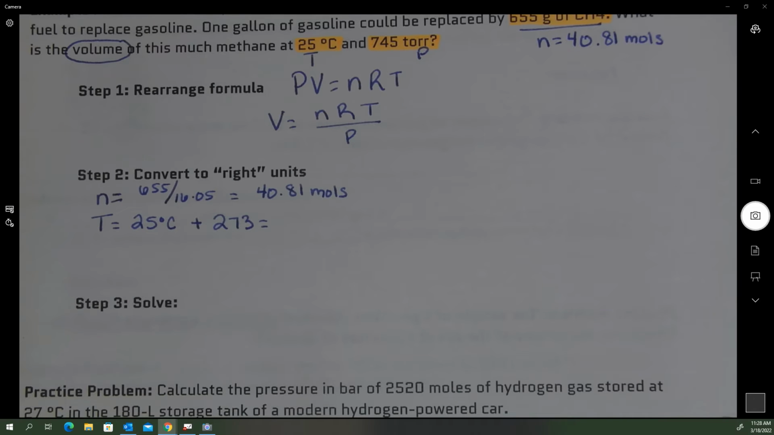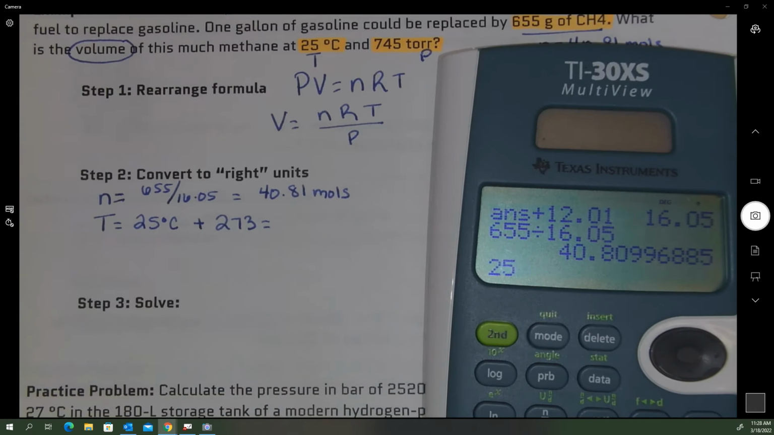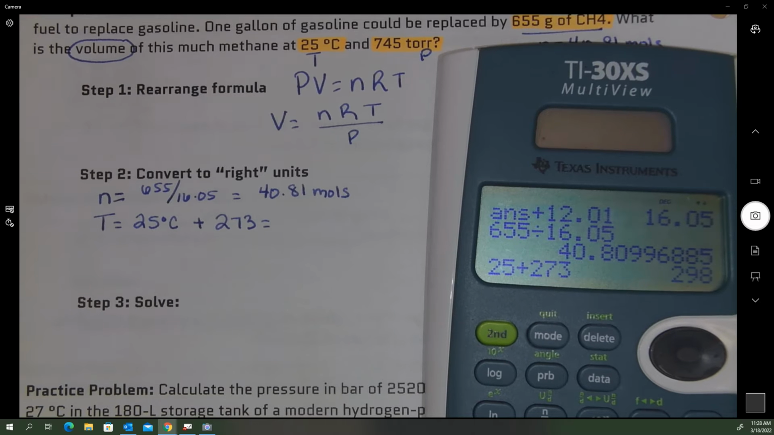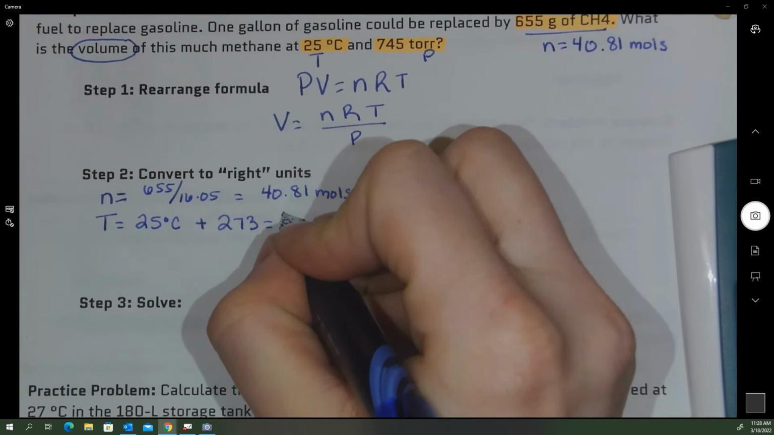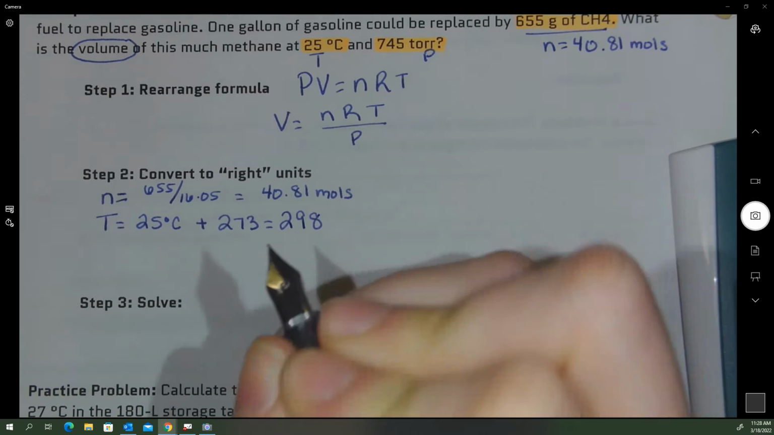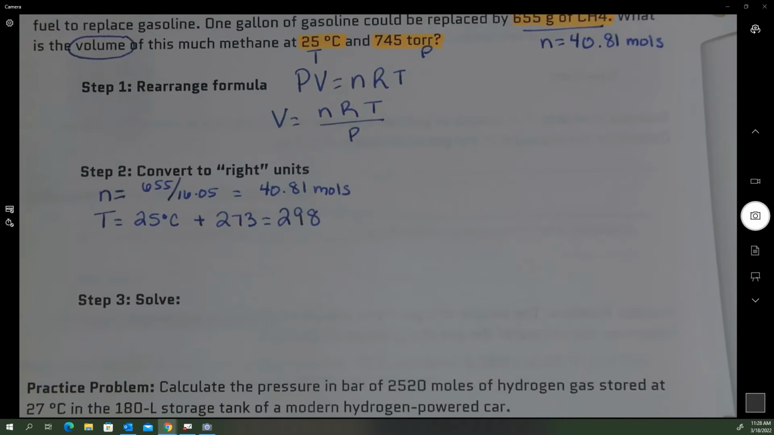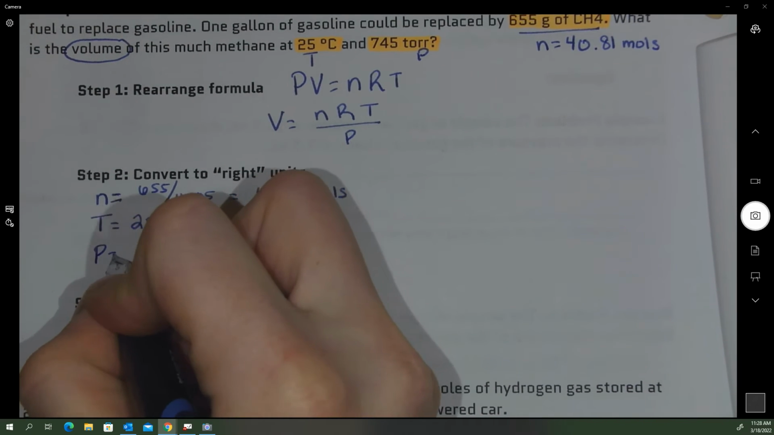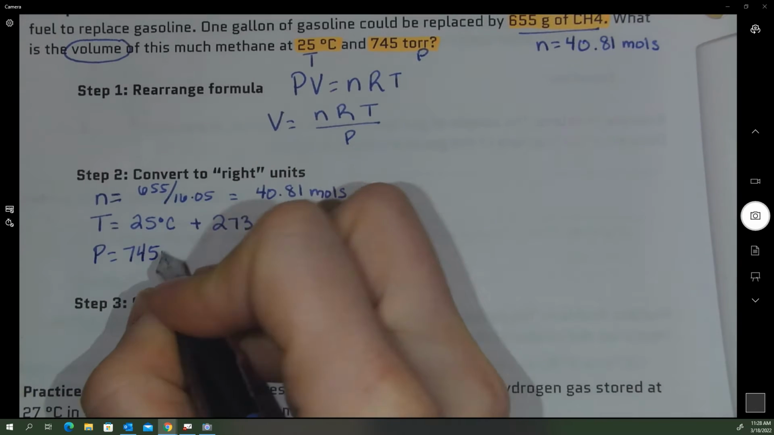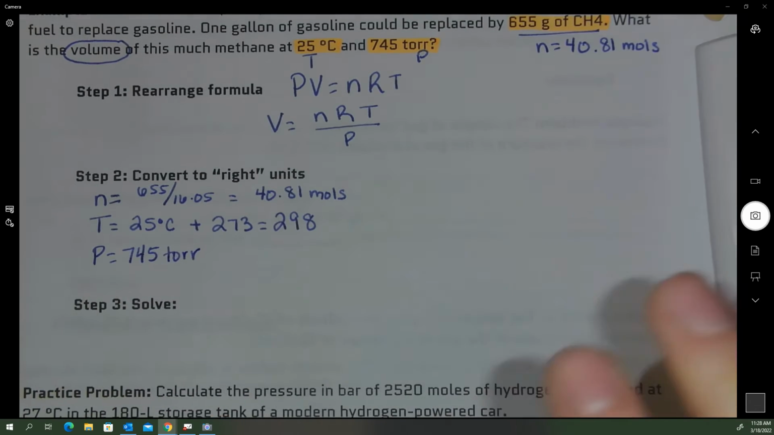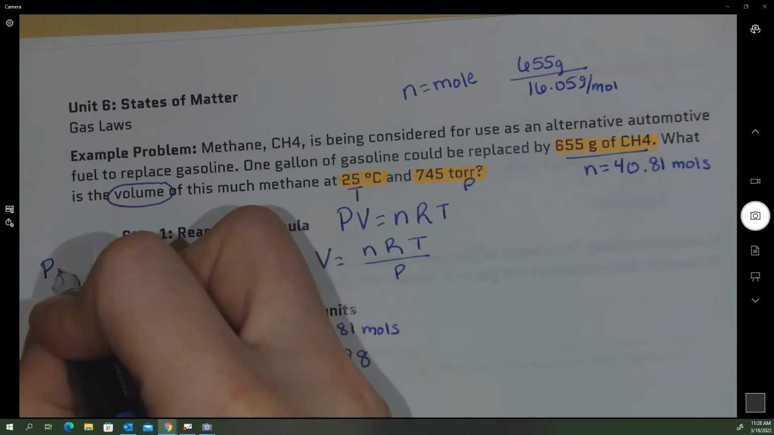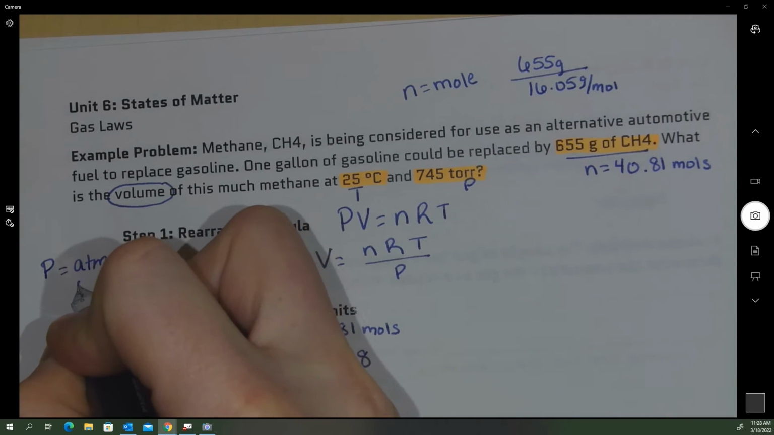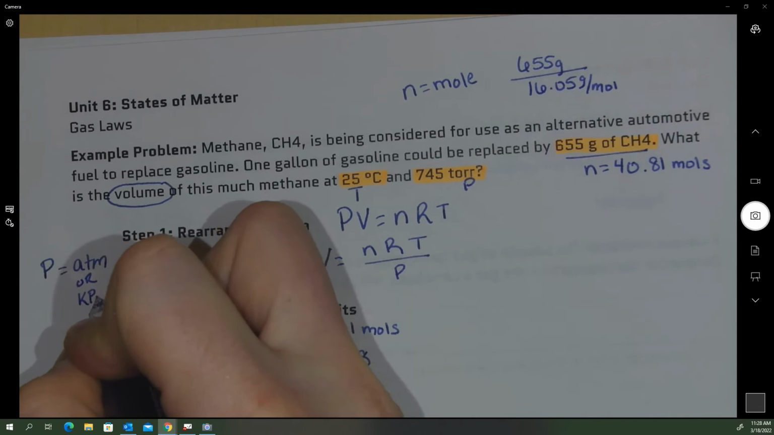All right. So 25 degrees Celsius plus 273 gives us 298 Kelvin. And our last option, we've got 745 torr as our pressure. Now on the last slide, I told you that we have two options. Pressure can be ATM or kPa.